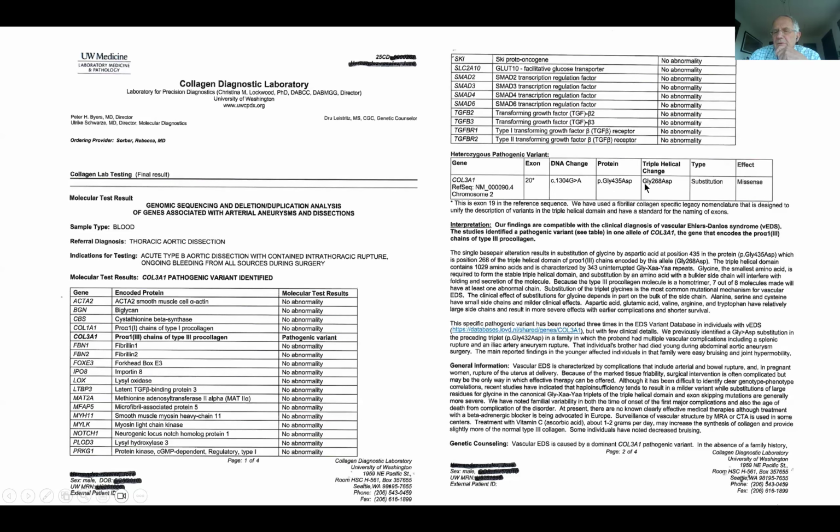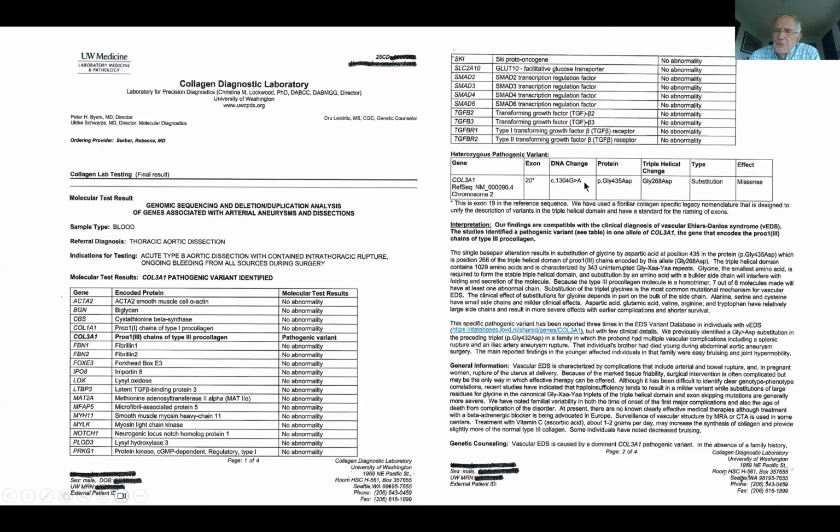The triple helix is a region of the collagen molecule which extends in this gene from position 168 out about 1,029 amino acids. In that position, it's glycine 268 in the triple helical domain. We use that so that we can compare across other genes. The type of alteration is a substitution.